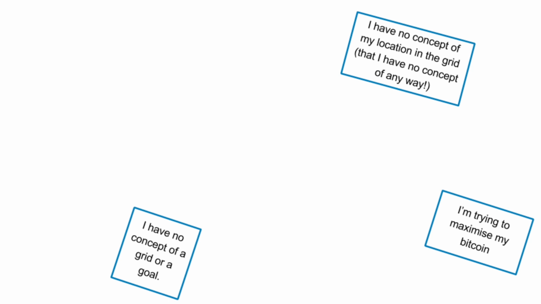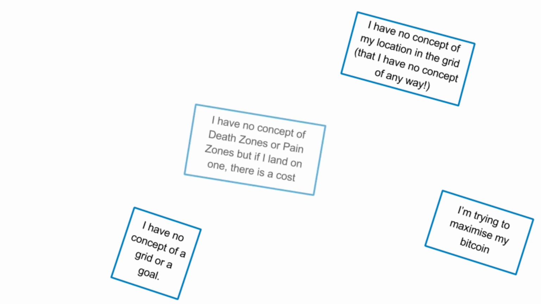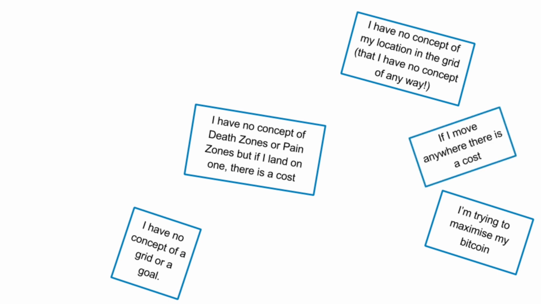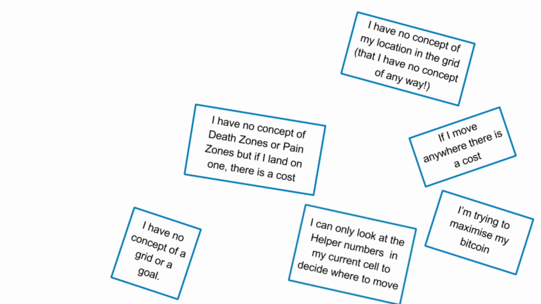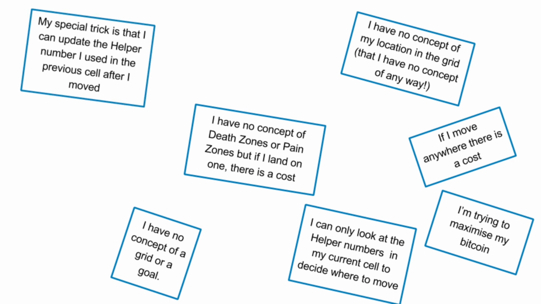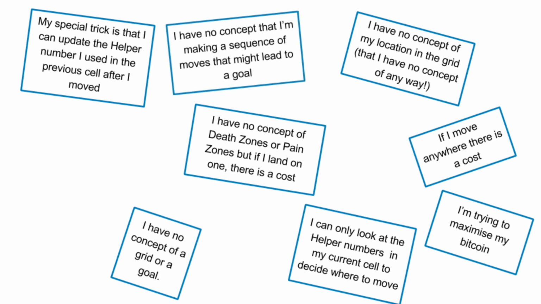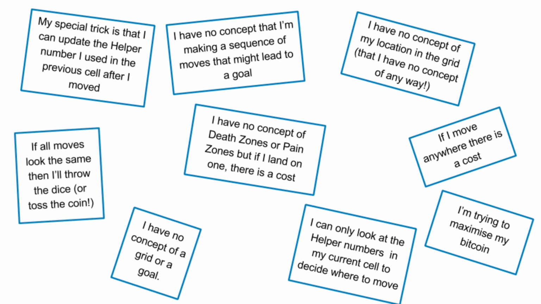So, to recap, as a grid walking agent with rather limited intelligence, I have no concept of a grid or a goal. I have no concept of my location in the grid that I have no concept of anyway. I'm trying to maximize my Bitcoin. I have no concept of death zones or pain zones, but if I land on one, there's a cost. If I move anywhere, there's a cost. I can only look at the helper numbers in my current cell to decide where to move. My trick is that I can update the helper numbers I used in the previous cell after I moved. I have no concept that I'm making a sequence of moves that might lead to a goal, and if all moves look the same, then I'll throw the dice or toss the coin.